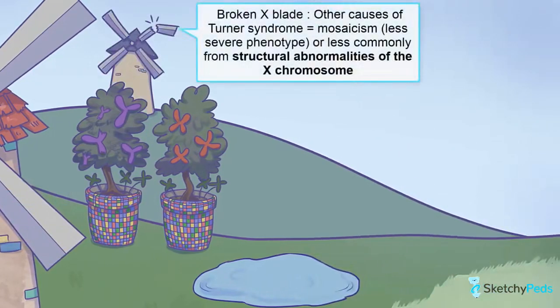Structural changes on one of the X chromosomes can also cause Turner syndrome. These patients have 2 copies of the X chromosome, but there are significant enough changes on one of the X chromosomes to lead to the Turner syndrome phenotype. Examples of these structural changes include ring X chromosomes, deletions, and more. Note the broken X-blade on the windmill far off in the distance, in the older, most definitely haunted area of the park.